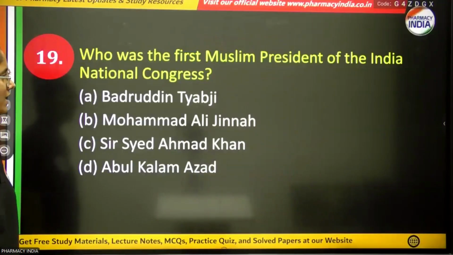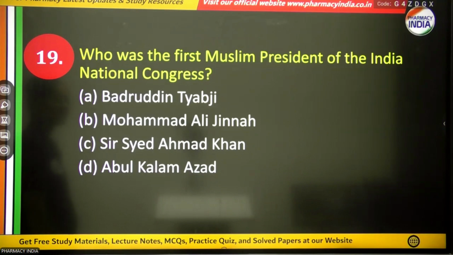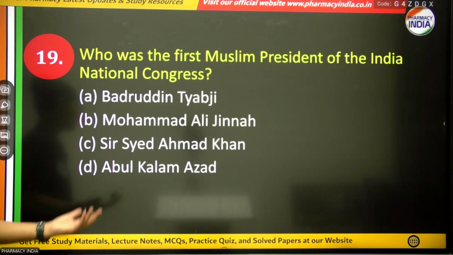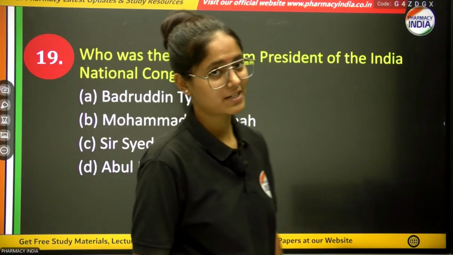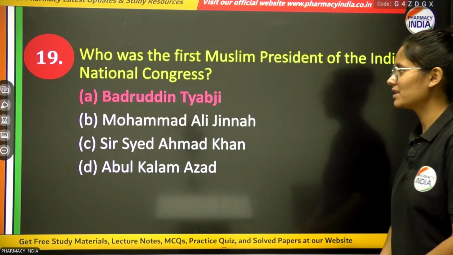Clear? Okay. Next question. Who was the first Muslim president of the Indian National Congress? Badruddin Tyabji, Muhammad Ali Jinnah, Sir Syed Ahmad Khan, or Abul Kalam Azad? So the correct option will be Badruddin Tyabji. It is a question of general knowledge. So the correct option is Badruddin Tyabji.